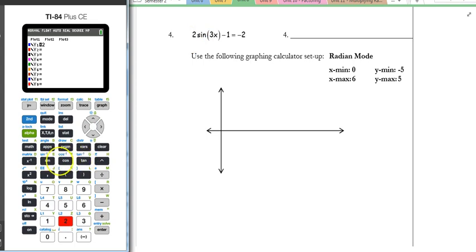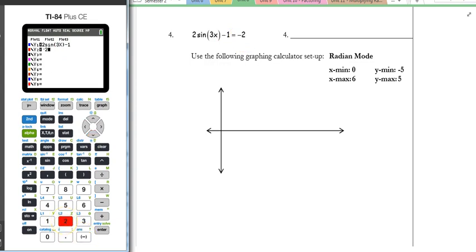Now, here's your trig functions, sine, cosine, and tangent. So it says SIN, I can just press that button in here. It'll automatically open the parentheses. I can type in my 3x and close my parentheses. Subtract 1. Make sure you close those parentheses before you subtract 1. My equal sign means I go to y2 and I type in -2.